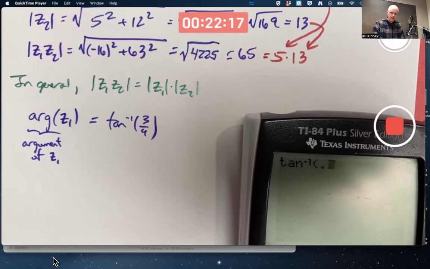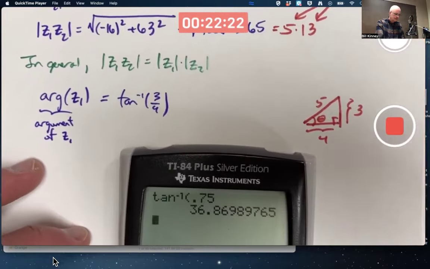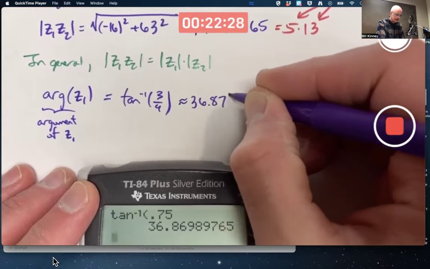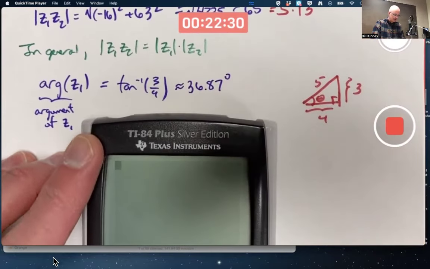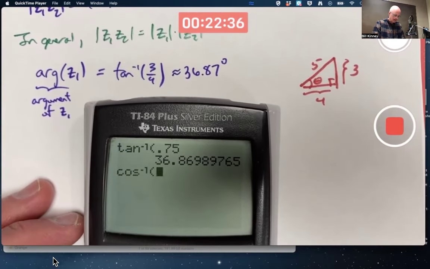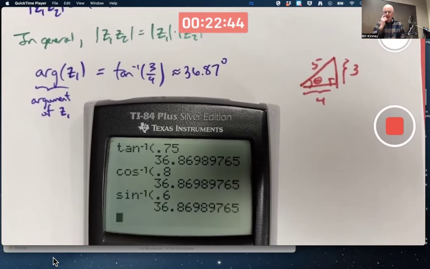Inverse tangent of 3/4 in degrees is about 36.87 degrees. And yeah, I could have used inverse cosine of 0.8, same answer, or inverse sine of 0.6, the same answer. Actually, if your angle's in the second quadrant, you could use inverse cosine for that kind of angle, because inverse cosine gives you an output between 0 and pi, first or second quadrant.